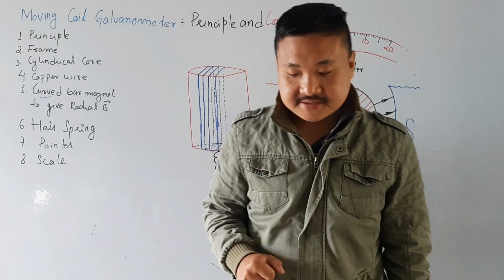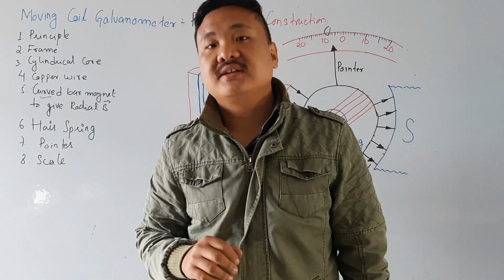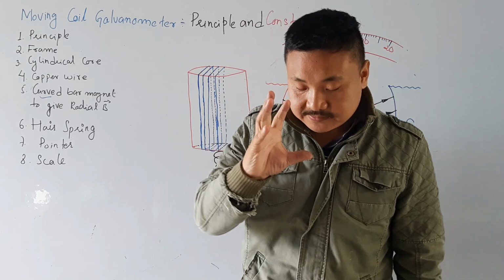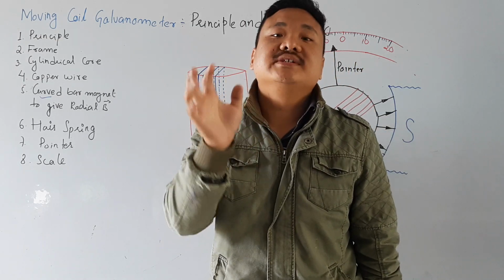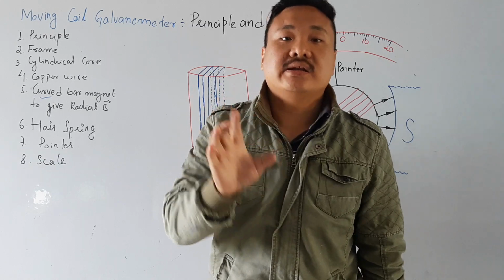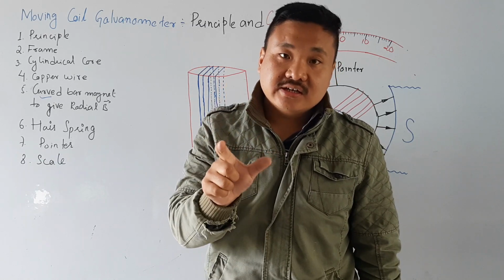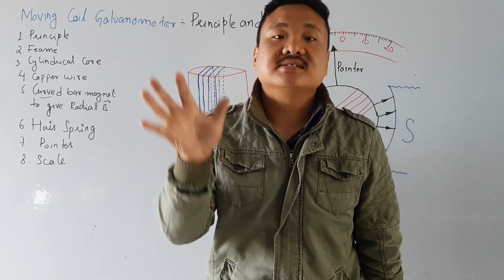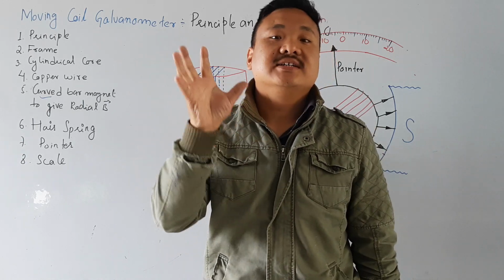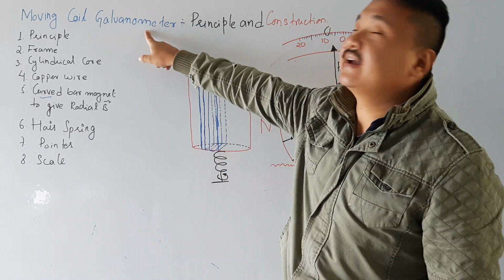Students, let us now study the moving coil galvanometer. A galvanometer is a device to detect current in a conductor. Whether there is a flowing current or not is detected by a device called a galvanometer.